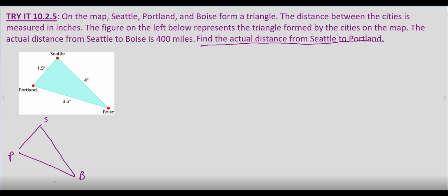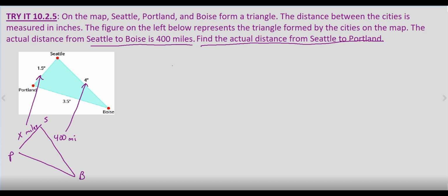Now let's label what we're given and what we're looking for, because we're looking for the actual distance from Seattle to Portland. So let's just call that X, and it's in miles. And then we're also given that Seattle to Boise is actually 400 miles. And now we set up our proportion. It's 400 miles to 4 inches and X miles to 1.5 inches.